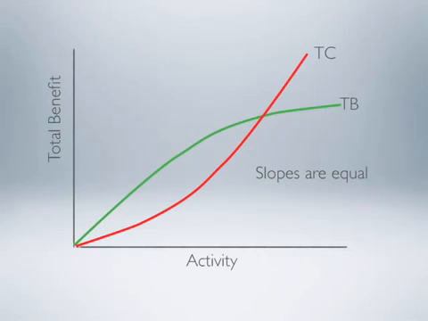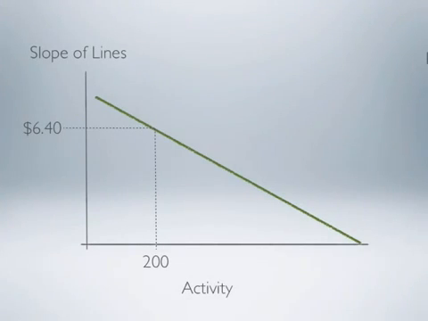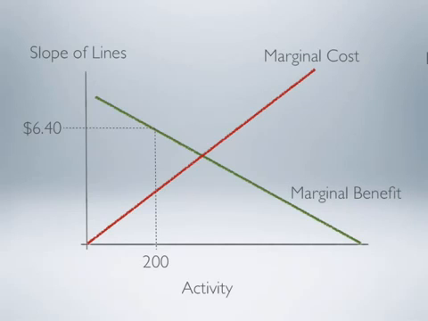Now, the net benefit is greatest where the distance between these two lines is the greatest. Also, what's interesting is the slopes of the lines are equal at this point as well. The slope of the line of total cost and the slope of the line of total benefit. So if we go back to our marginal line, draw that in there, 350 and 520. So what this says is that the greatest benefit is where marginal cost is equal to marginal benefit.